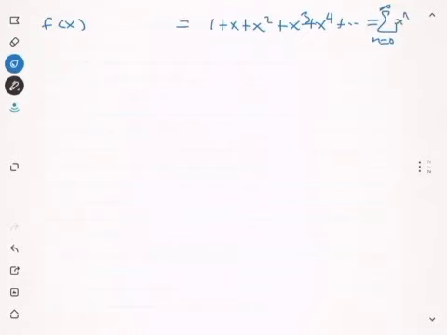Alright, this is a geometric power series. We can write it as 1 divided by 1 minus x, and this series converges to this function as long as x goes from minus 1 to 1.